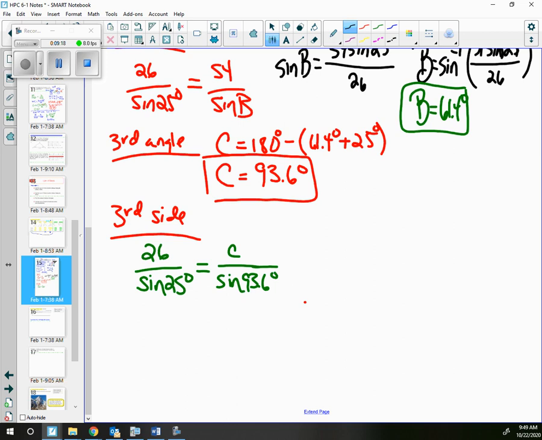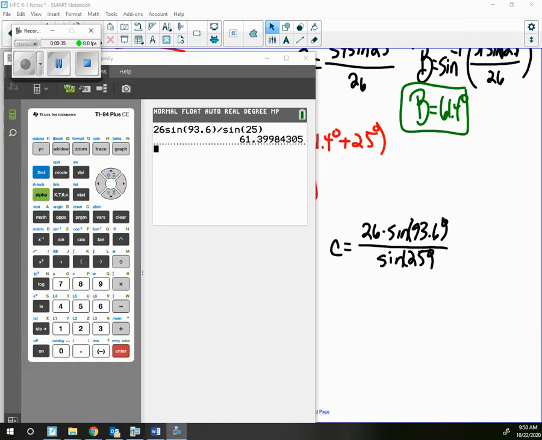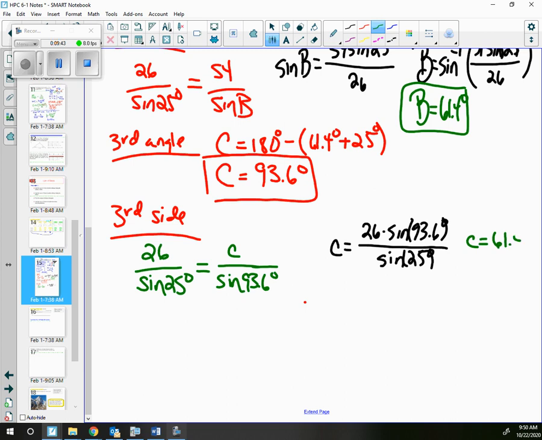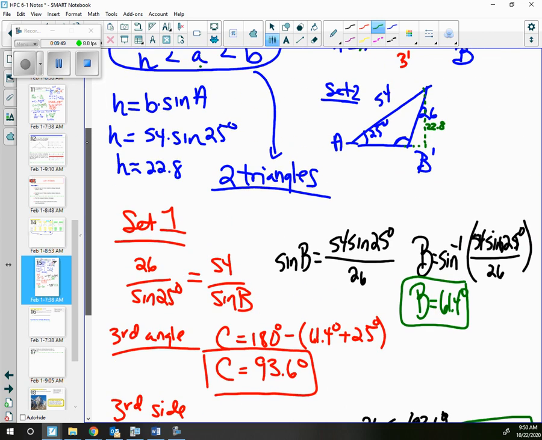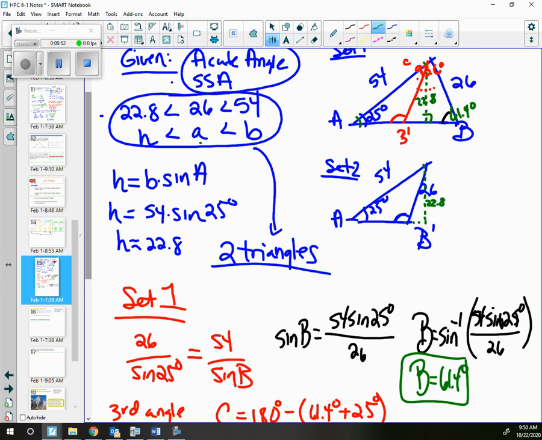All right, so we're going to go ahead, cross multiply and divide. So little c is going to be equal to 26 times the sine of 93.6 degrees divided by the sine of 25. Go ahead and pause and do that calculation again. Don't forget about your parentheses. Finish those out so you know you're dividing what you think you are. All right, and by coincidence here, it ends up to be the same as what the angle is. It does not obviously always happen, but our side c is 61.4, and that was in feet, I believe. So we have that third side, which is across from angle C. So this side down here is 61.4 feet.